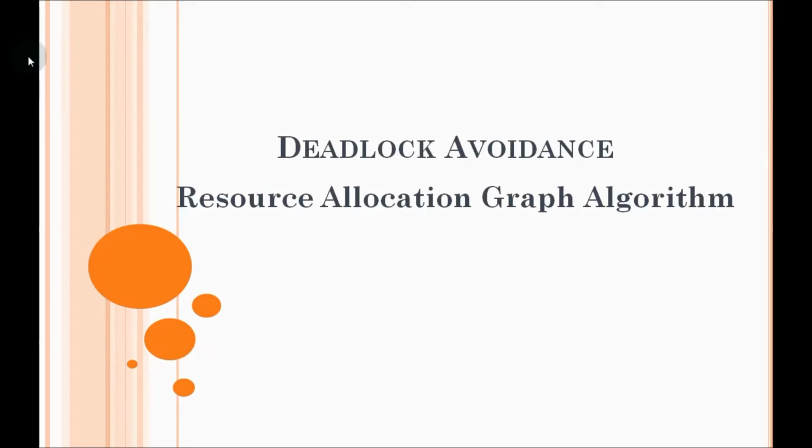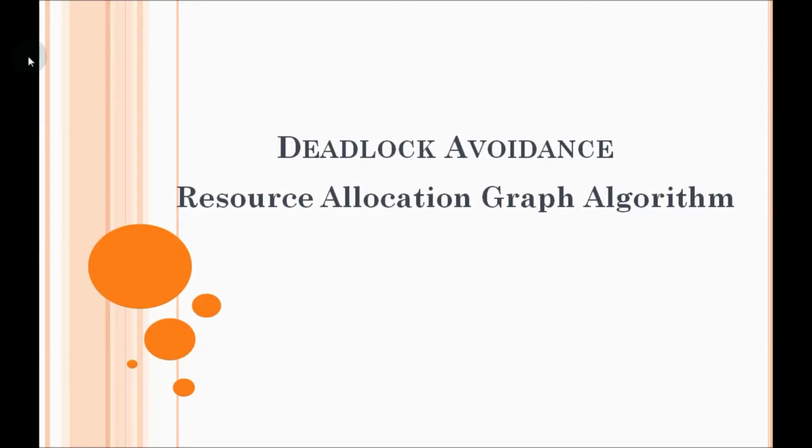Right? So if you want to use a resource allocation graph algorithm, then your resource type should be having only single instance. If you have multiple instances of a resource type, then you can't use resource allocation graph algorithm. You have to go for a banker's algorithm.